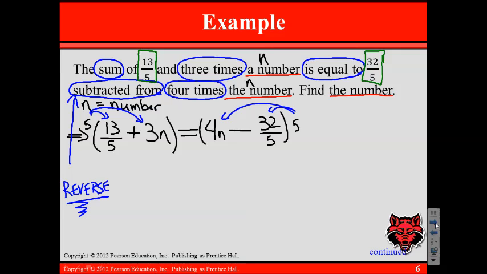You may want to pause the video. I'm not going to show this step broken down like we have in some sections. You multiply every term by 5, and this is what you will get. 13 plus 15n equals 20n minus 32. The fractions are gone. We draw the vertical bar through the equal sign. Let's move all of our variables to the left side, all of our numbers to the right side, and continue to solve. So we subtract 20n from both sides.